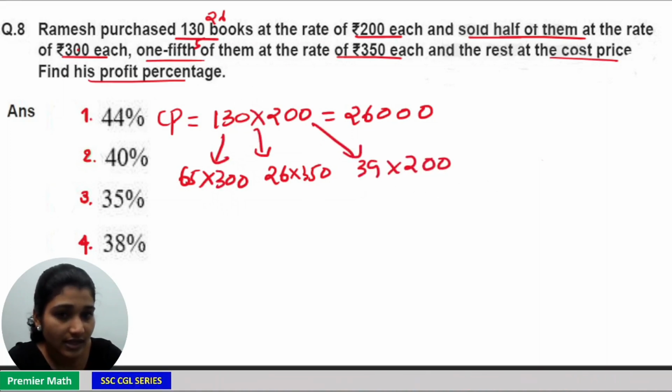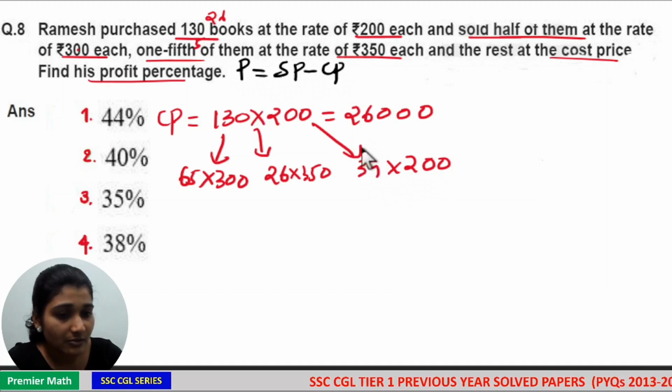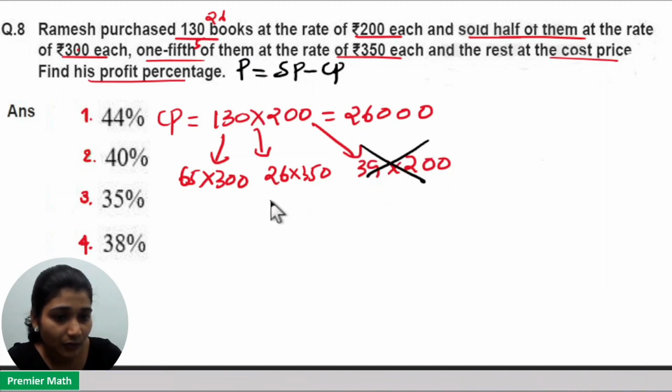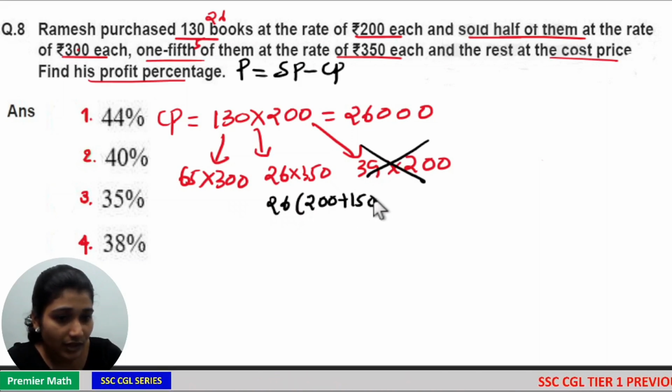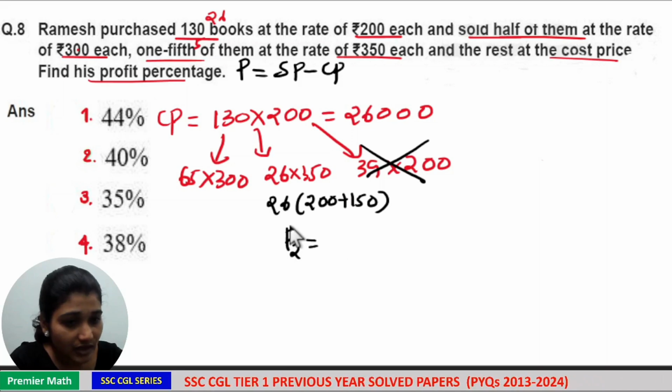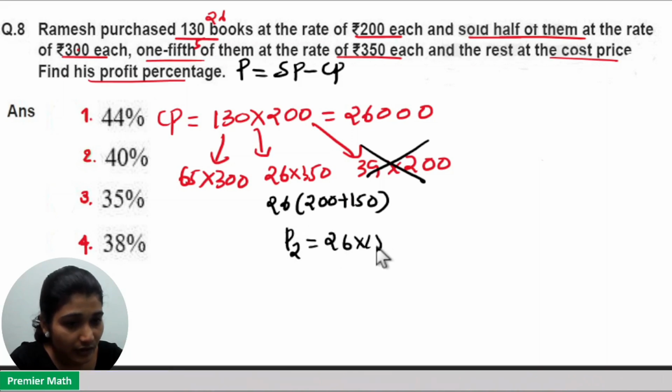Now no need to take the sum, just take the difference. That is here profit is sell price minus cost price. He sold 39 at cost price means no profit. And here 26 at 350, there is profit. I can write it as 26 into 350, just split it as 200 plus 150. Now 26 into 200, no profit, but 26 into 150 is profit here. So profit generated is 26 into 150, which is equal to 150 into 20 is equal to 3000.